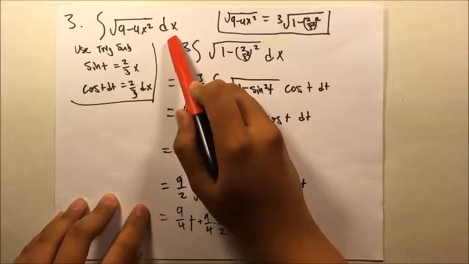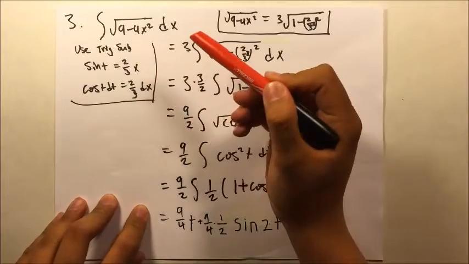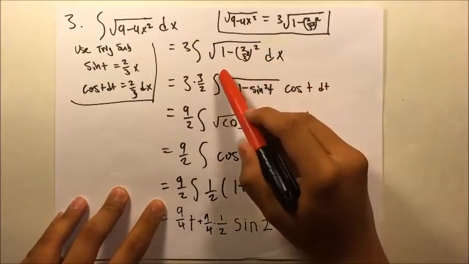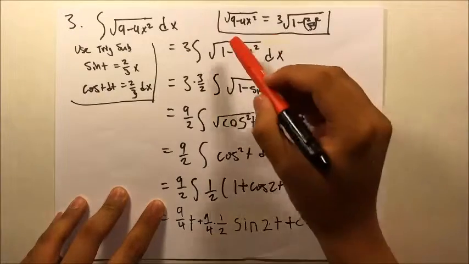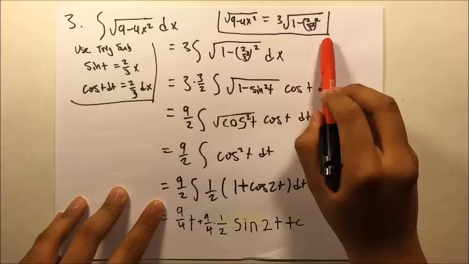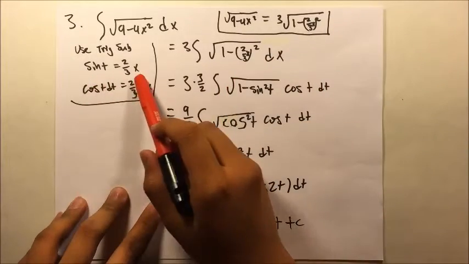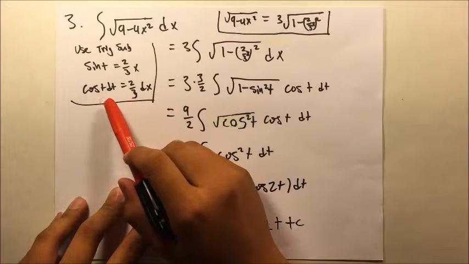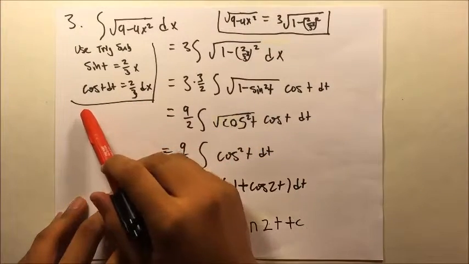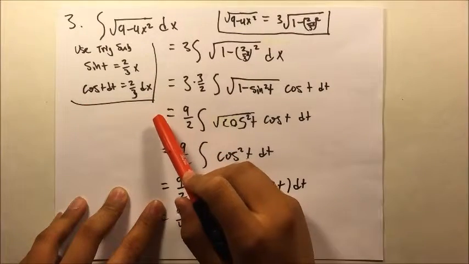Now this one is in the general form a squared minus x squared, so we're going to use trig substitution for this one. Before we do that, we're going to have to work with it a little bit and simplify it into this form, which we can trig sub with sine t equals 2/3 x and cosine t dt equals 2/3 dx. Now a common mistake is that people forget to do this, so this is very important. Do not forget to do that.